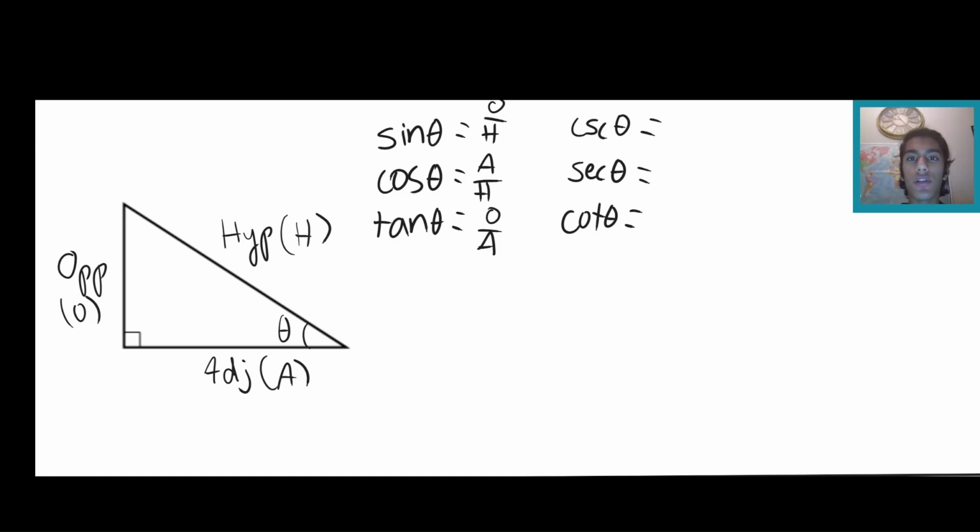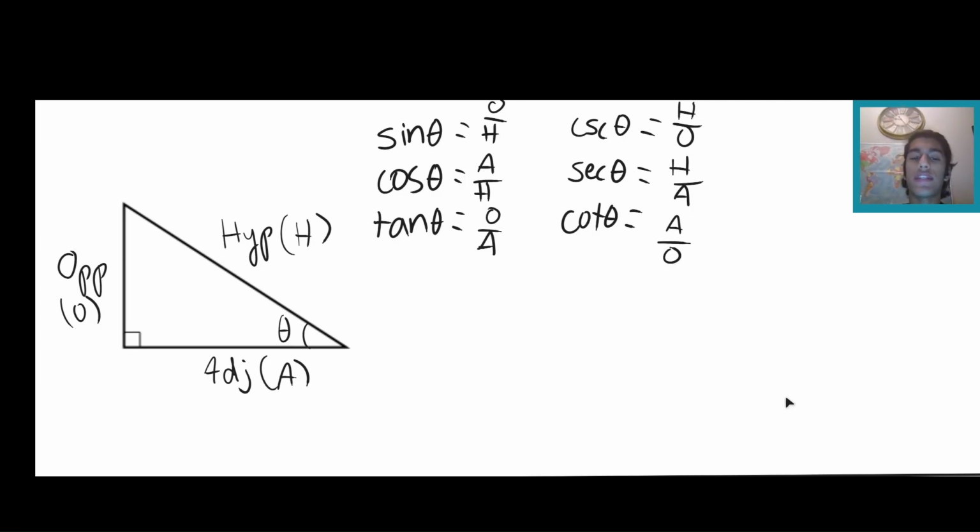Now, reciprocal means that you have two numbers, and when you multiply them, you get 1. And one of them is going to be 1 divided by the original number. So when we do 1 divided by sine of theta, we basically just flip the ratios. So now instead of opposite over hypotenuse, we now have hypotenuse over opposite. Instead of adjacent over hypotenuse, you now have hypotenuse over adjacent. Instead of having opposite over adjacent, you now have adjacent over opposite.